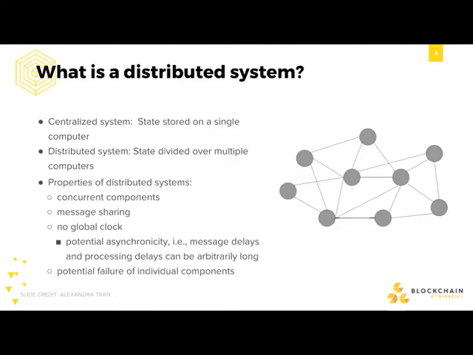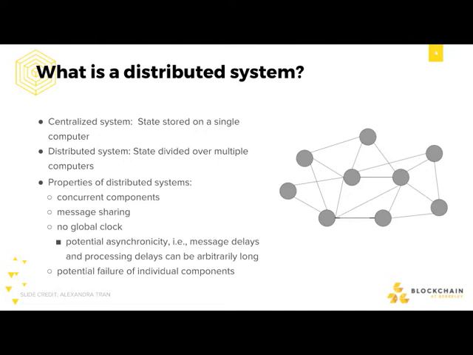Okay, so we're going to start with what is a distributed system? A distributed system is opposed to a centralized system in which the state of the system is stored on a single computer. But in a distributed system, the state is divided over multiple different computers, and because of that, it's more robust, it's more tolerant of failures, but it's often more complex, it's often more difficult to understand.